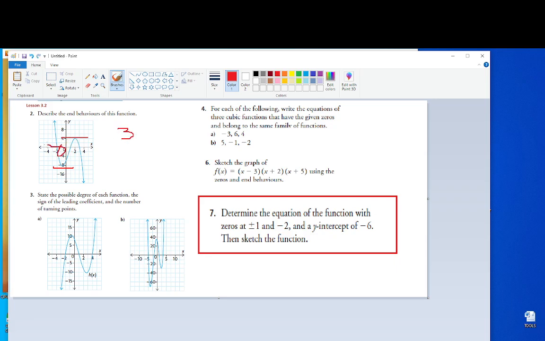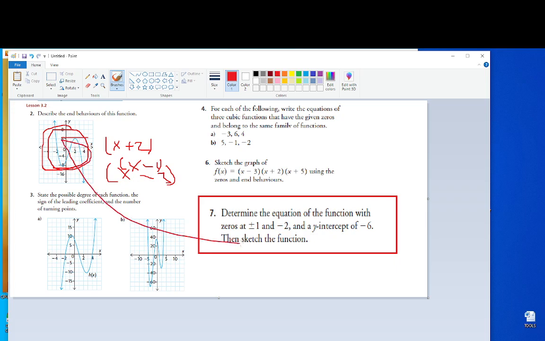What are the x-intercepts? X minus, x plus 2, that's the minus 2. X minus 1, that's the 1 here. And x minus 3. And for extra bonus, we're going to determine the equation of this graph the same way we're going to do number 7.